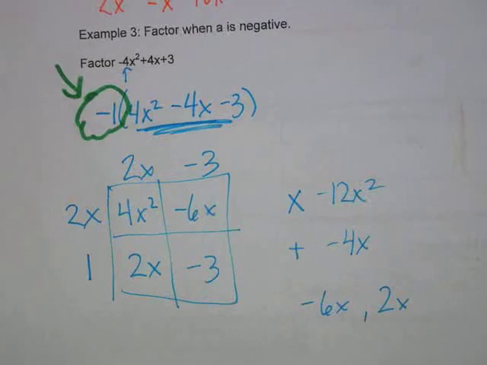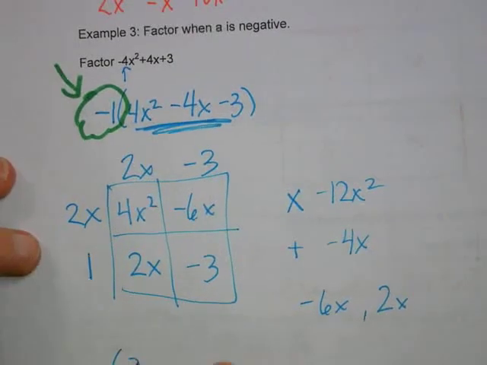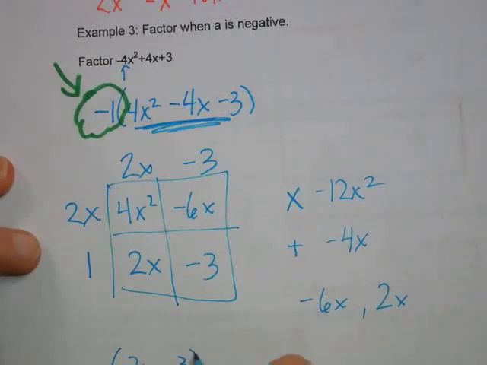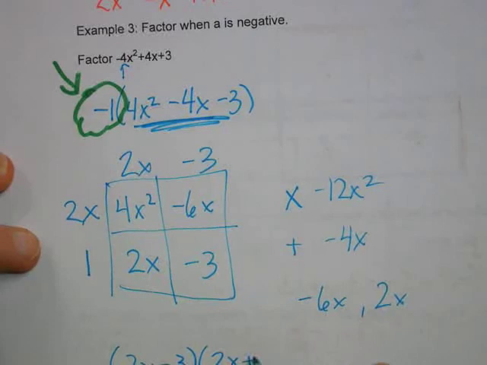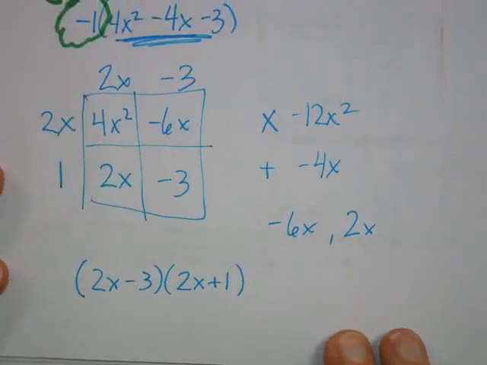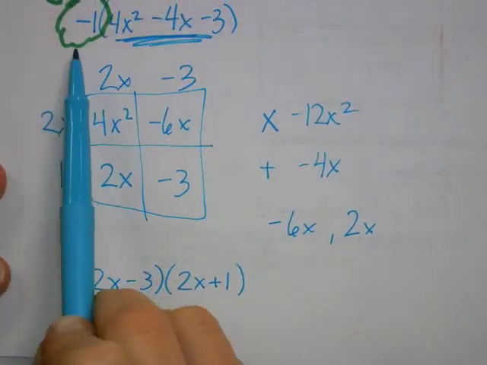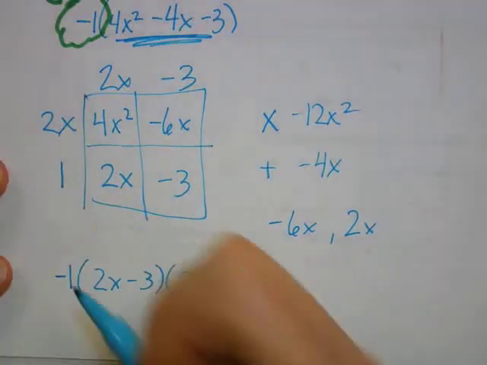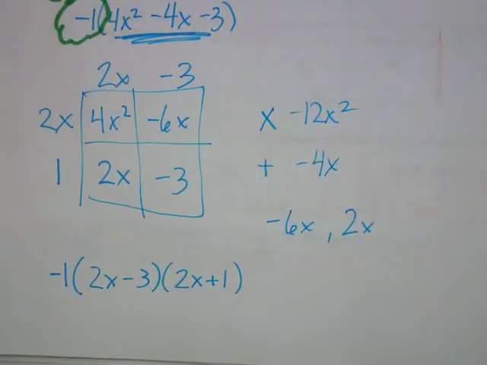Okay, so now when I rewrite them, it's 2x minus 3 and 2x plus 1. Right there, okay? But remember my guy in green, I can't forget about that negative 1. The negative 1 goes out in front, okay? If you had the negative guy in here, it would not be factored completely, which is what we learned in the last section. Okay, now to check it, this negative 1 just gets multiplied by one of these terms. You don't distribute it to every single thing.